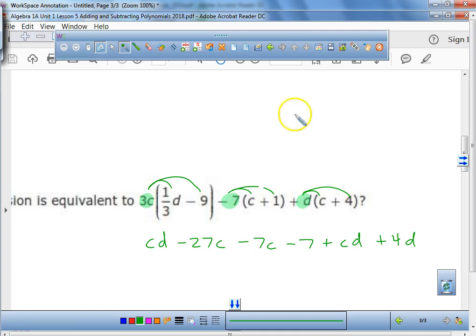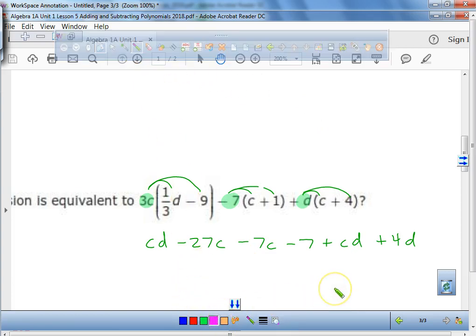Alright, now what we need to do is combine like terms. I'm going to get my highlighter out. So don't tell me the answer, but what are like terms? If I scan through this, what are some terms that are alike?